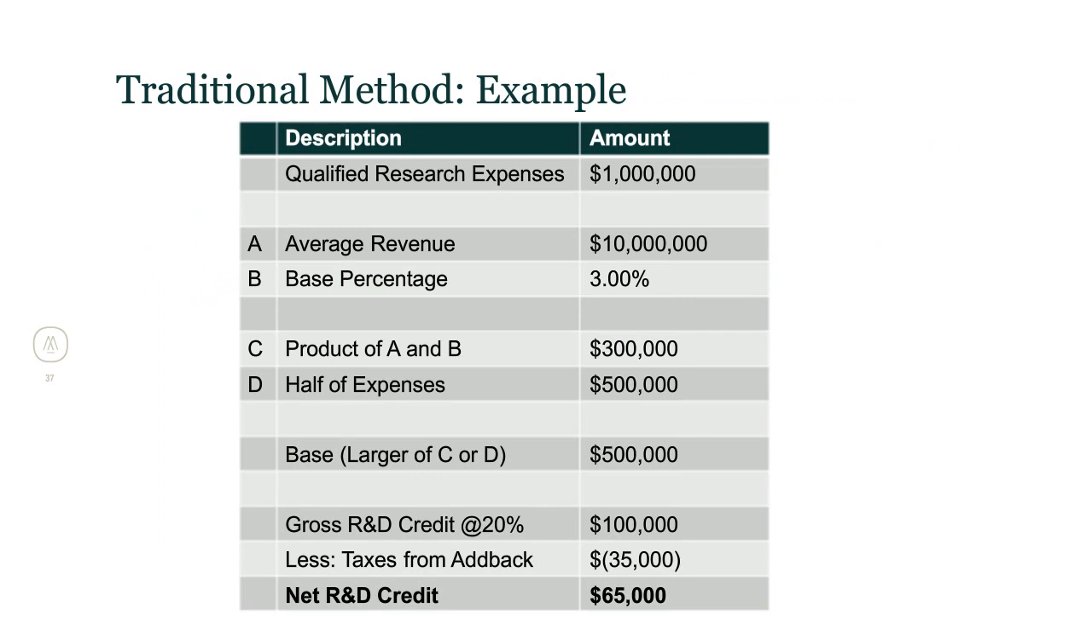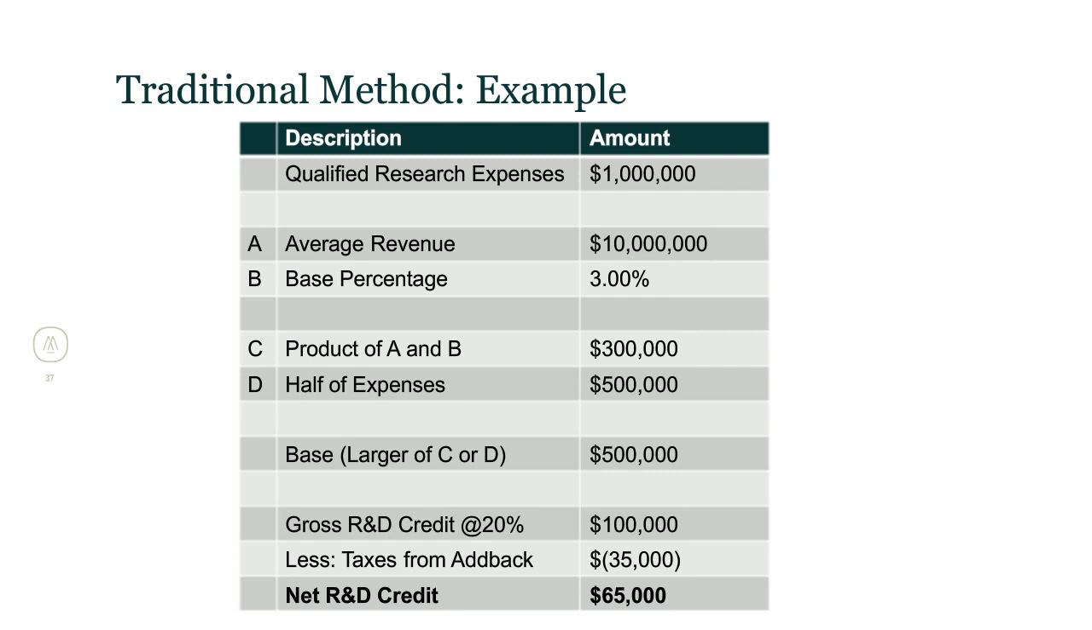So here's a pretty simplified example of what that traditional credit is going to look like. This particular company would have $1 million in qualified research for the given year with an average of $10 million in revenue over the prior 4 years. The fixed base percentage in this case is set at 3%. It's worth mentioning that 3% is the statutory rate for the first 5 years the company is in business, and then after that we have to calculate it. And like I mentioned earlier, that may involve going way back in history and looking at some old tax returns.